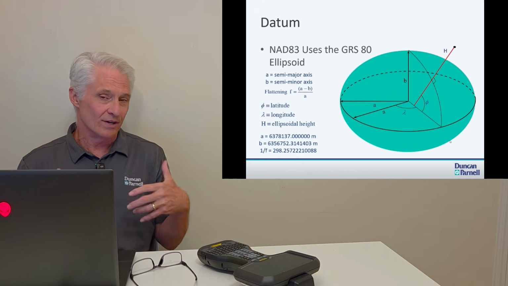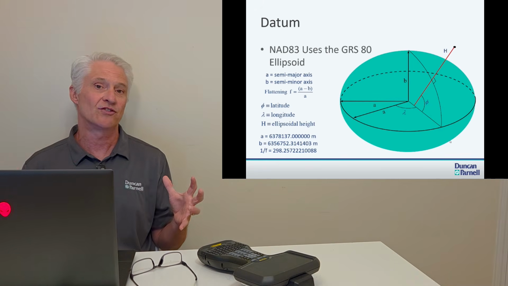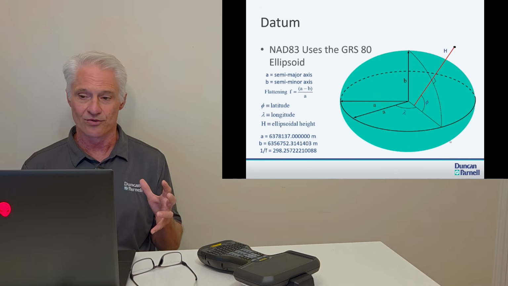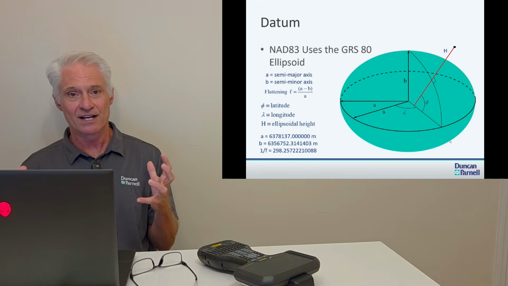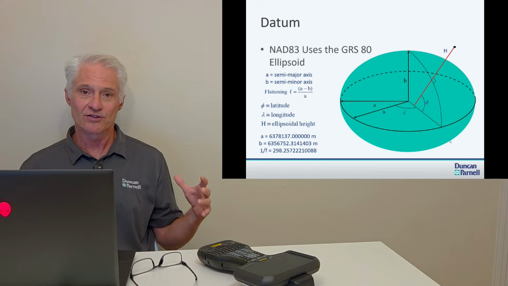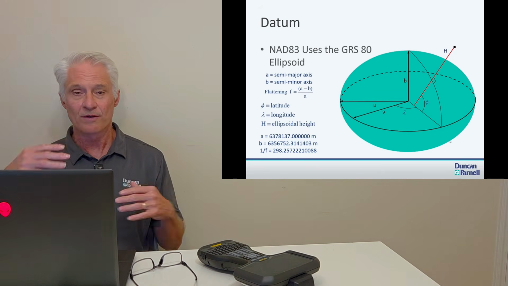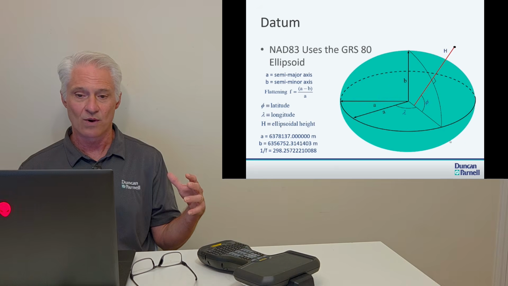Coordinate systems or datums are all based on an ellipsoid. An ellipsoid is just a mathematical model of the world, okay? Just something that's a best fit for the shape of the Earth. And since the Earth spins, it bulges at the equator, so we use an ellipse instead of a circle. So it's a little bit shorter at the poles, a little bit wider at the equator.